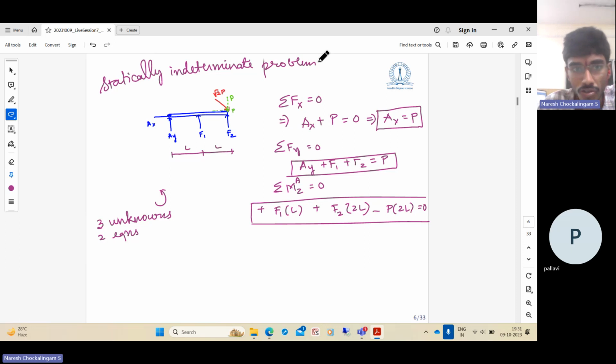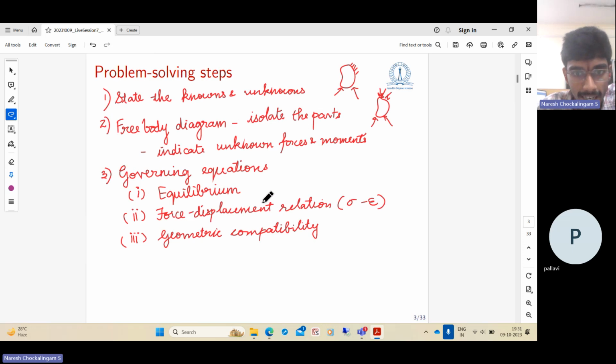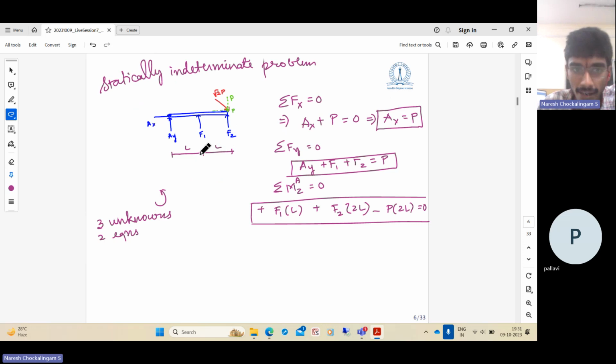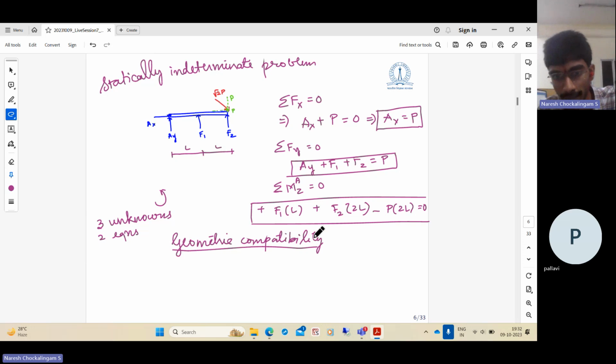Therefore, you need to make use of steps 2 and 3 in 3. So I said, if it is a statically determinate problem, we can stop right here. But if it's a statically indeterminate problem, we need to look at the geometric compatibility. What is the geometric compatibility here? One condition is that the hinge. So let us look at geometric compatibility. The solution that we are looking for, the deformed configuration that we are looking for, should obey that A is hinged. That is, the displacement should be 0.